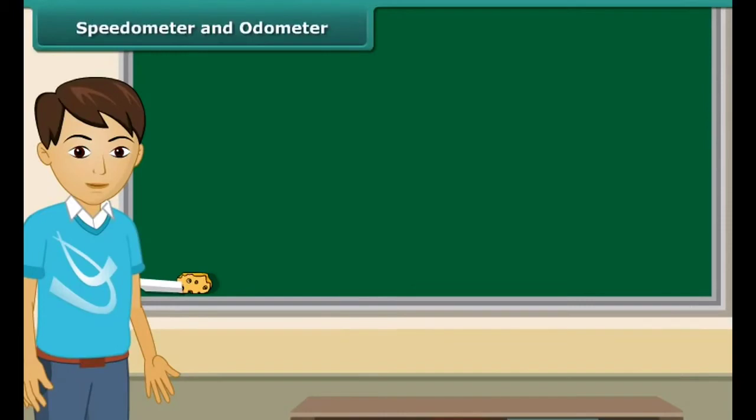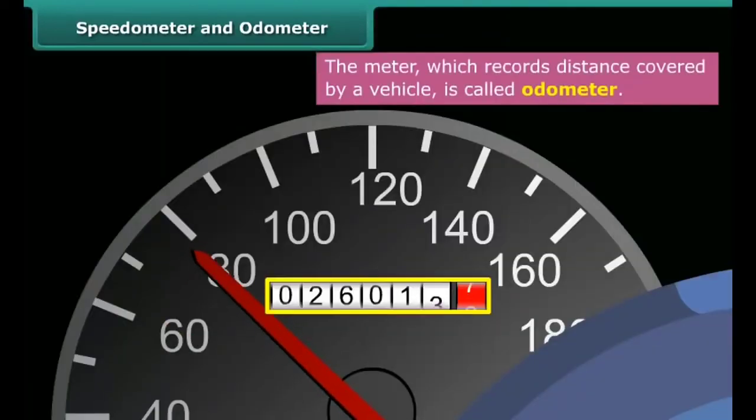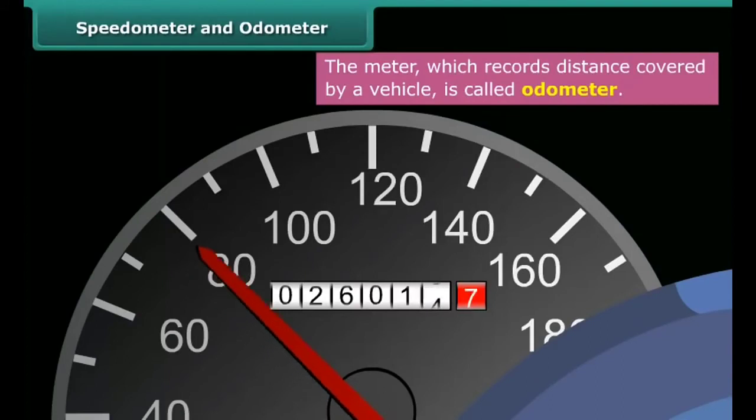The importance of the unit can be seen in the speedometer and the odometer, which are devices used in vehicles. The meter which records the speed in kilometers per hour is called the speedometer, and the speedometer is used in vehicles to help us check the speed. Another meter is the odometer. The meter which records the distance covered by a vehicle is called the odometer. The odometer is also used in vehicles and it measures the distance with the help of the wheel of your vehicle.